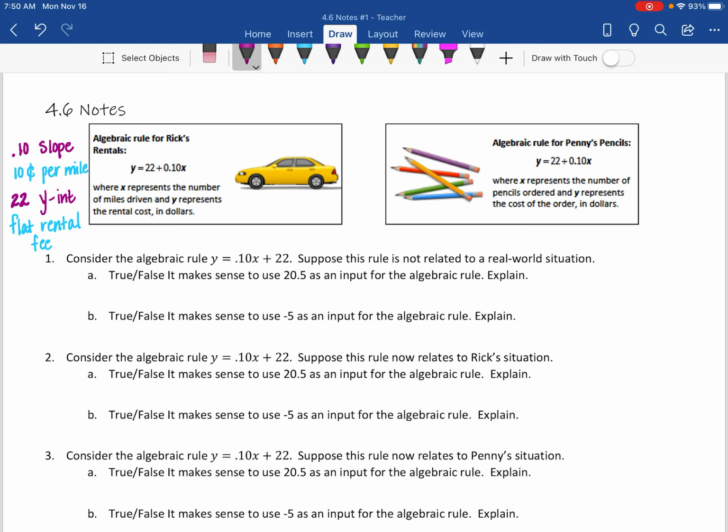Okay, so we're going to look at the same rule, but in Penny's Pencils. So X represents the number of pencils ordered, and Y represents the total cost of the order. Okay, so the position of the numbers has not changed. So 0.10 is the slope, and we need to think about, in this situation, what that represents. Okay, so it's not the cost per mile now. Now it's 10 cents per pencil.